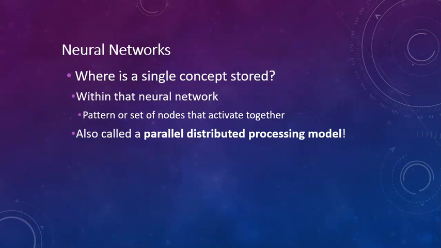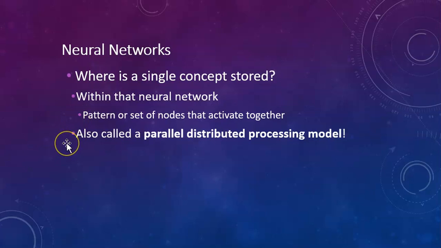With neural networks, this of course brings up the idea of, well, where is a single concept stored? Because if we're using nodes that are physical, a specific neuron or a specific part of the brain, then where are these concepts stored? Within that neural network, are there patterns or sets of nodes that activate together? We've actually found that, yes, depending on what you're talking about or listening to, different parts of the brain will activate together in response to specific types of stimuli.